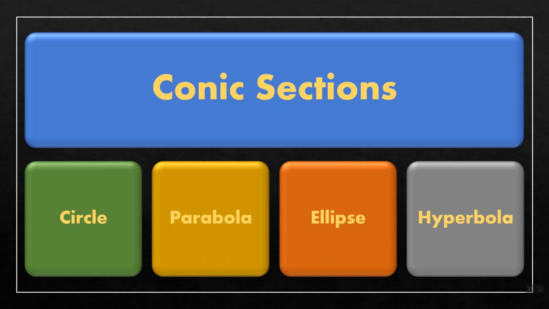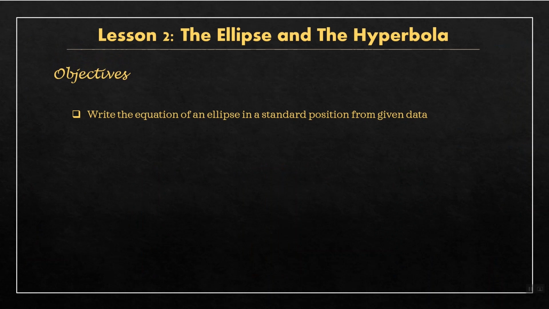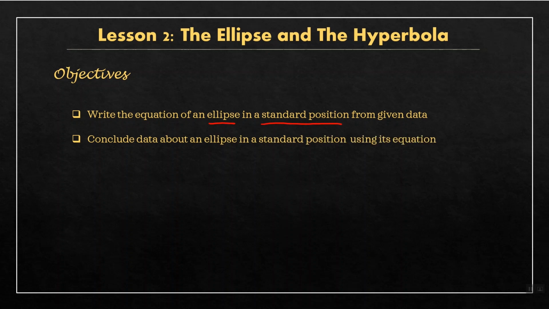Okay, so the objectives of this lesson are the following. By the end of this lesson, you should be able to write the equation of an ellipse in standard position from given data. So we will study the equation of the ellipse in the standard position. And we will also conclude the data about an ellipse in the standard position using its equation.